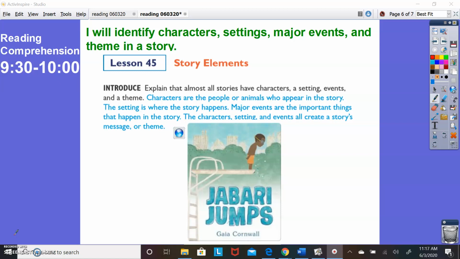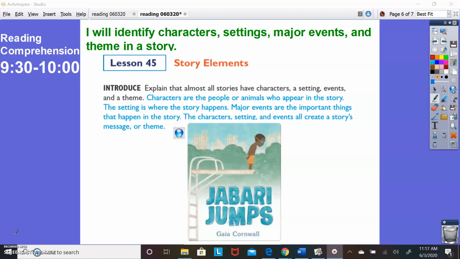And what we're doing in our reading comprehension lesson is we're going to identify the characters, the setting, major events, and the theme in a story. So let's talk about what each one of these mean. We know that the characters are the people or animals who appear in the story. Setting, we know that's where the story happens and when the story happens. And then major events, what does that mean? Major events are the important things that happen in the story.